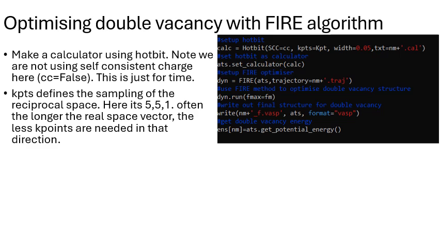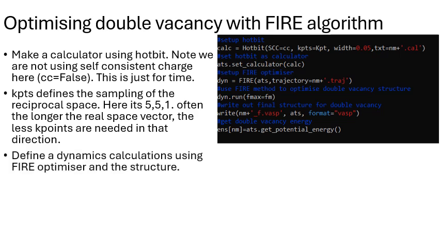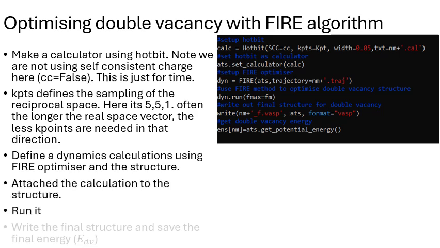K-points is defined as the same for all the systems that we're going to run, which is 5 by 5 by 1. Generally, when the system is long enough in certain directions, the sampling in the reciprocal space can be lower. So you might only need a 1 1 1, but here we're using 5 5 1 in the direction of the graphene sheet, and the 1 is just in the vacuum direction. We define a dynamics calculation using the FIRE optimizer and attach it to the structure. We run it, and that gives us our final energy and our final structure.